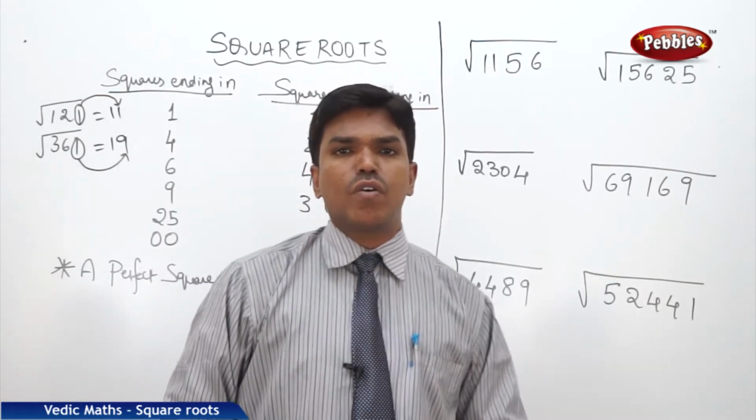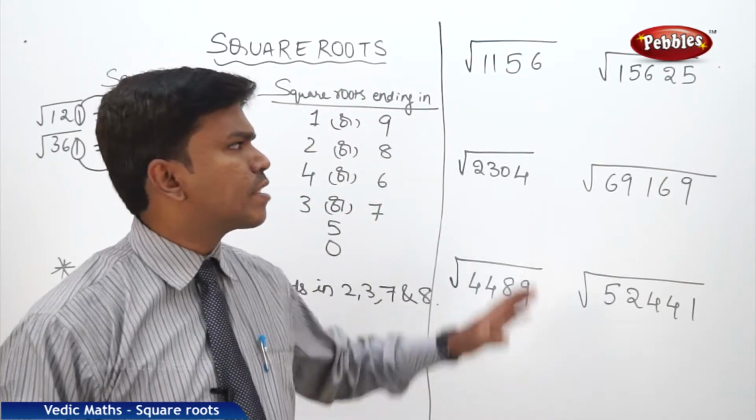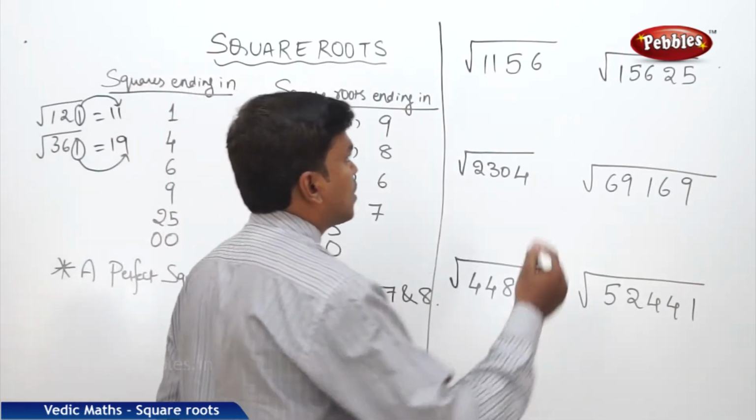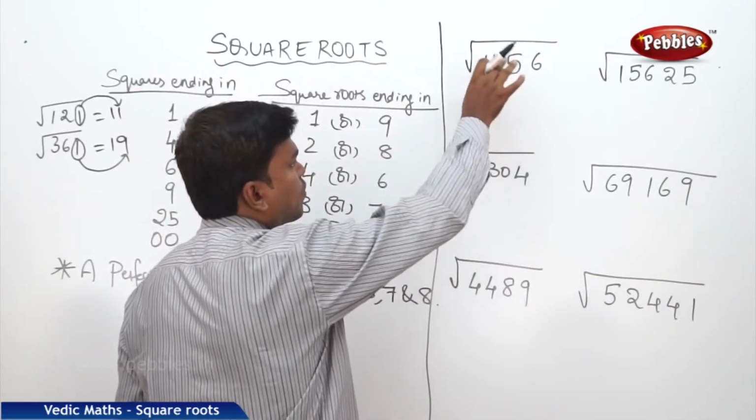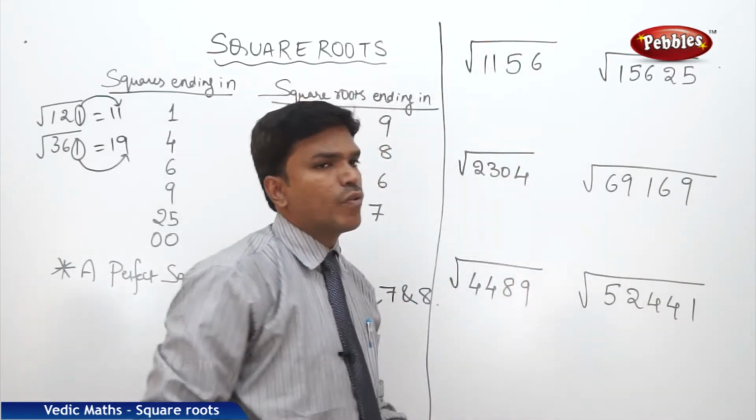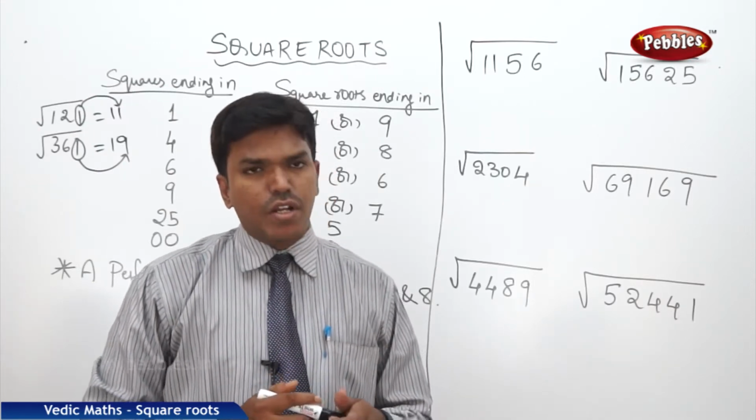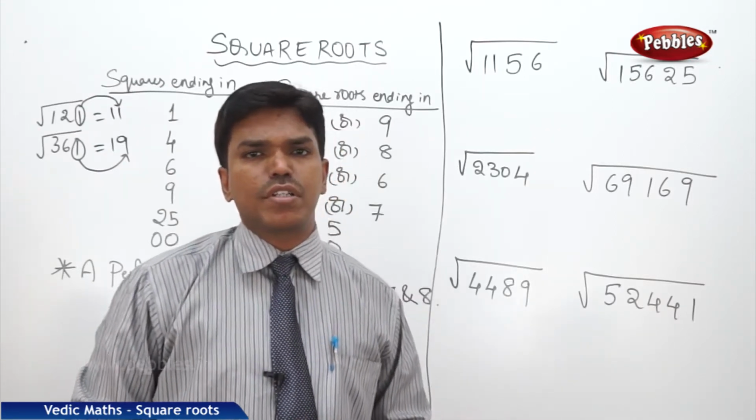Now we will discuss how to find the square root of a number, taking a few examples here. Okay, now see here. First of all, suppose I want to find the square root of the 4-digit number 1156. To tell the square root of any 3-digit number is very easy.